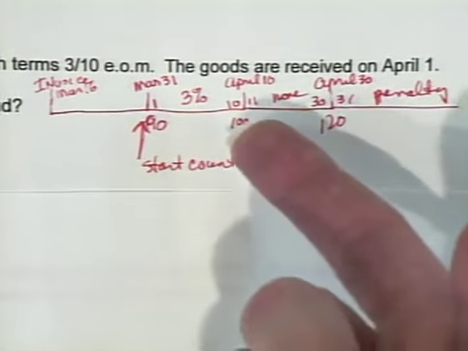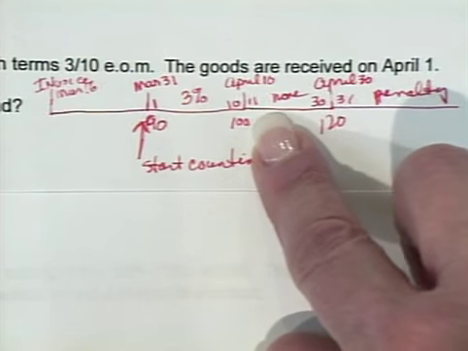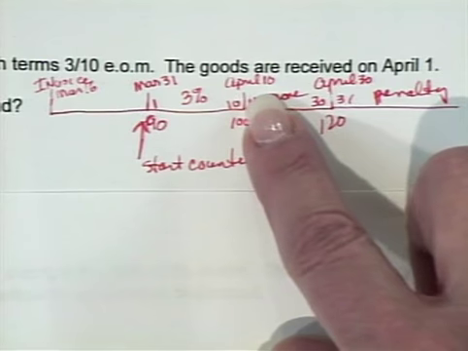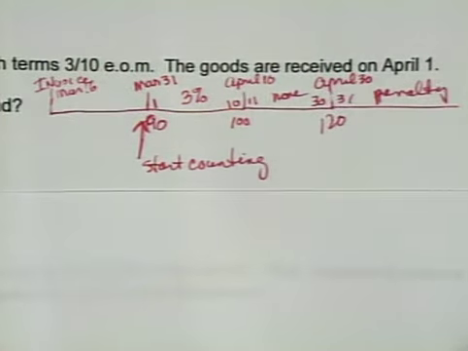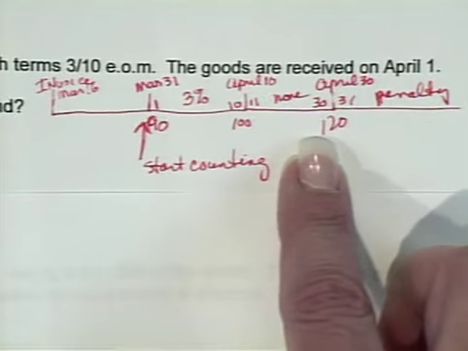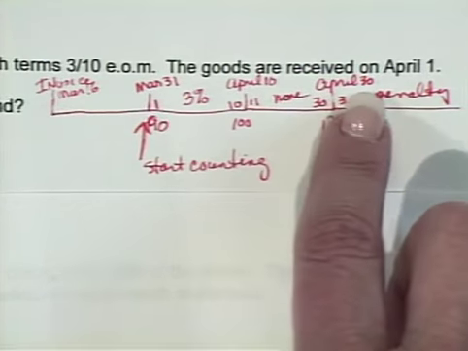Day 100 is when the discount ends, because 90 plus 10 is 100. So I look on my table of days. April 10th would be the date that the discount ends. When is the net due? If it doesn't tell you when it's due, 20 days after the discount ends. So I add another 20 days in there and say that's day 120. The discount ends on April the 10th. The net is due on April the 30th.